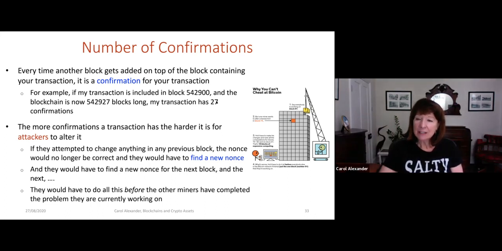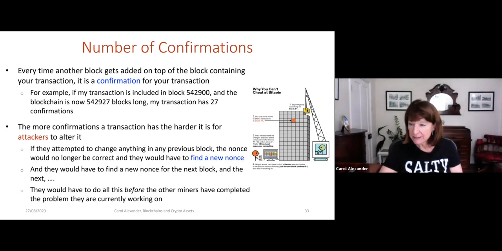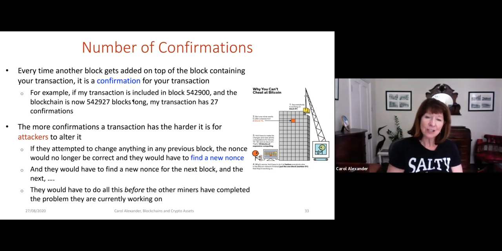So every time another block is built on this block, so from block 74 to block 91, well, this is 16 confirmations so far, and this will be the 17th confirmation. And the more confirmations there are on a transaction, the harder it is for attackers to alter it.